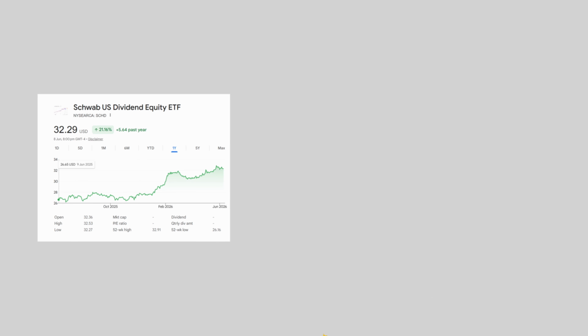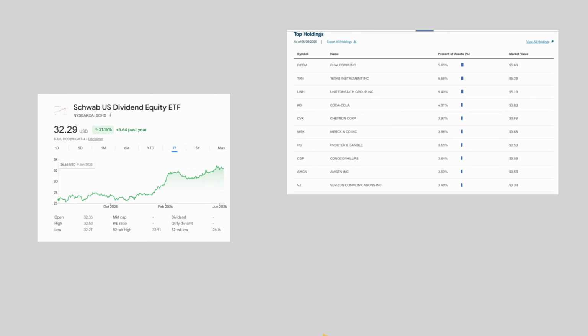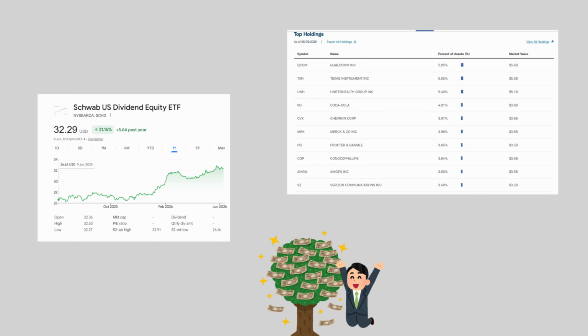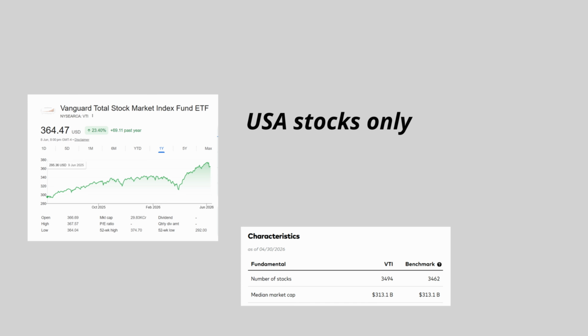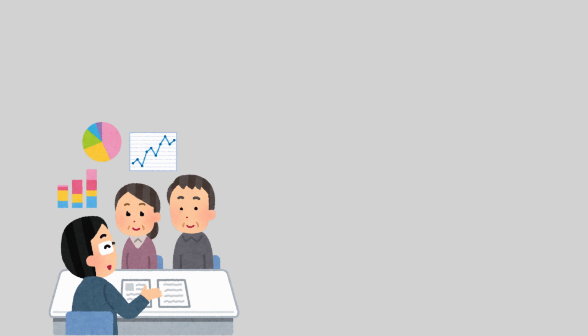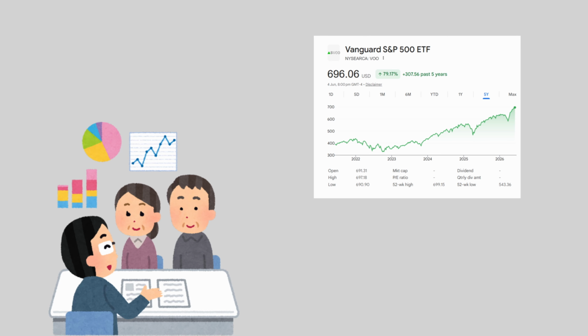We also have the Schwab US Dividend Equity ETF, which contains dividend-paying companies. If you're interested in dividends and passive income, you could pick that. It has paid an average dividend yield of around 3% per year. We have the Vanguard Total Stock Market ETF, which is even broader than the Vanguard S&P 500 ETF and contains thousands of US stocks. For most investors, the Vanguard S&P 500 ETF is usually one of the most popular options.